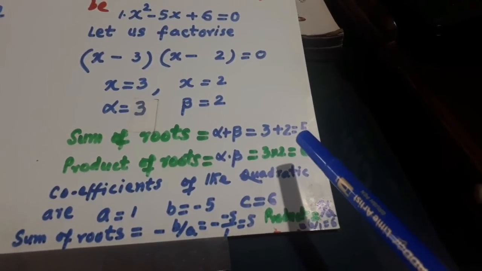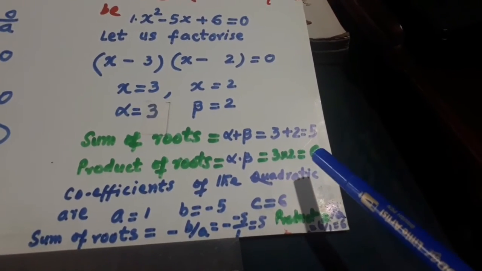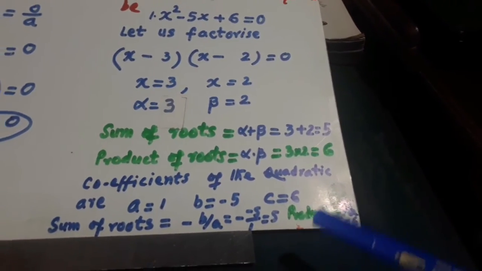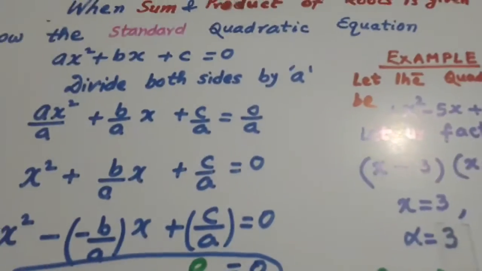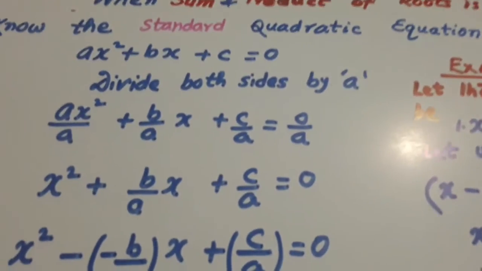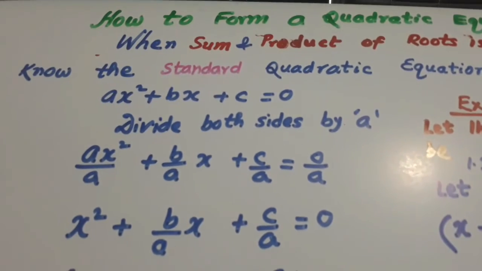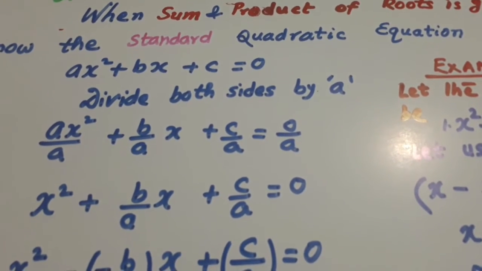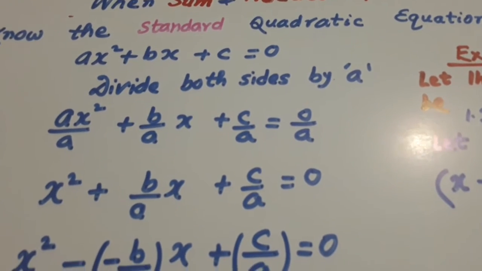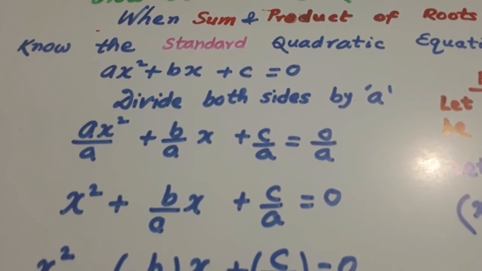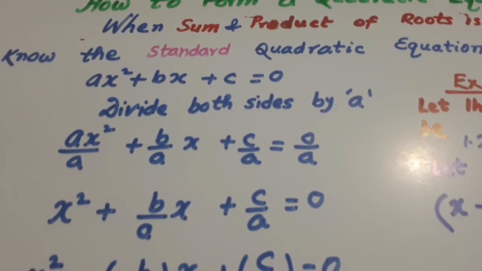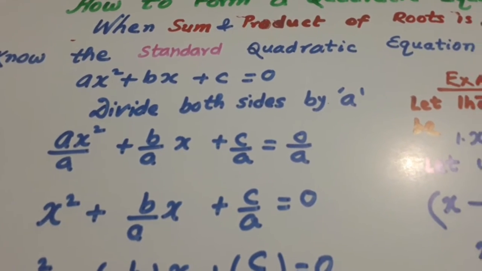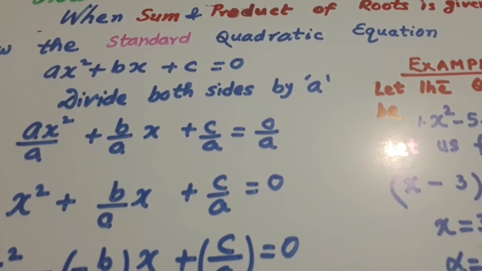This we have already calculated. And product of the roots we have calculated as 6. It is c over a. C is 6, a is 1. It is 6 over 1, that is 6. So we can verify the roots found by us by the factorization method, and we can compare it with the coefficients. So this is how we can verify whether the roots found by us are okay or not.